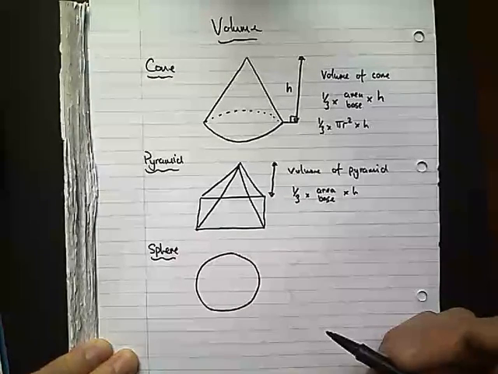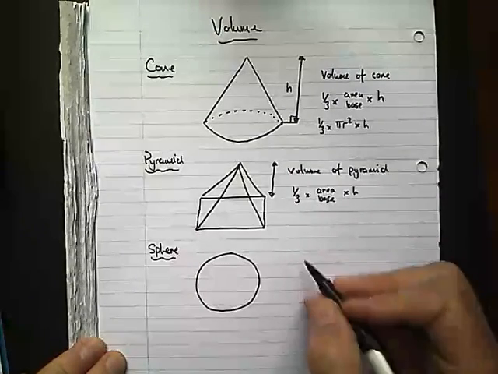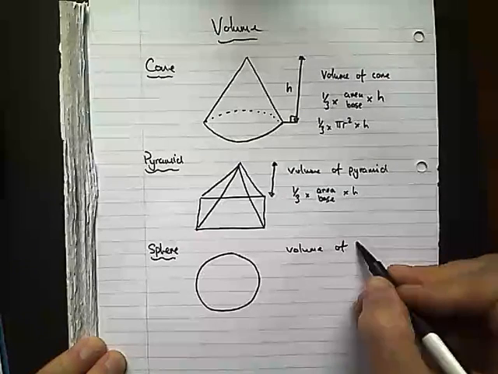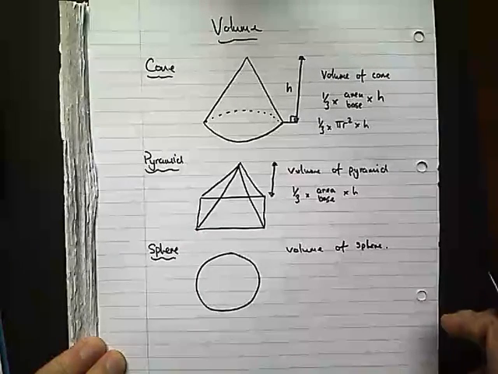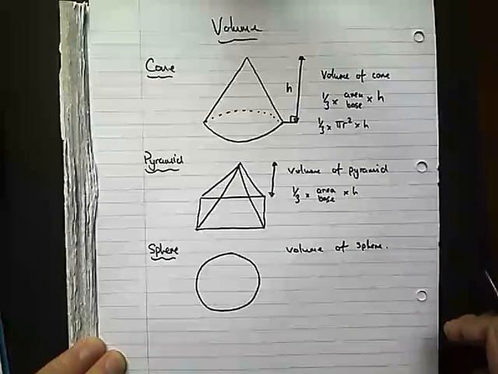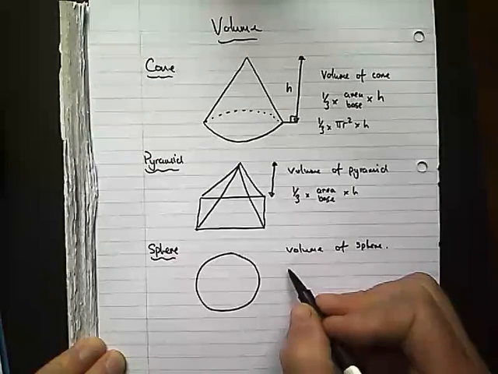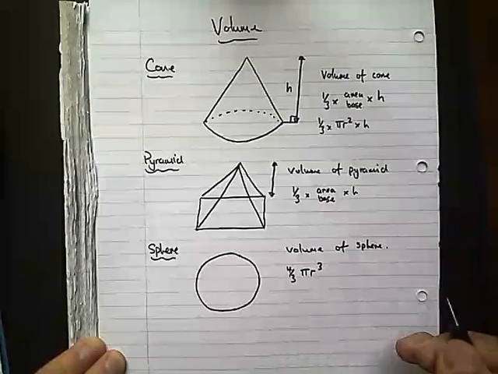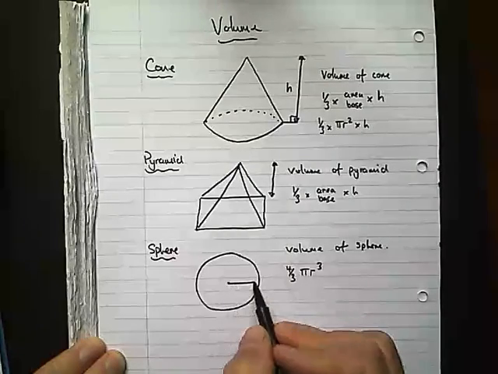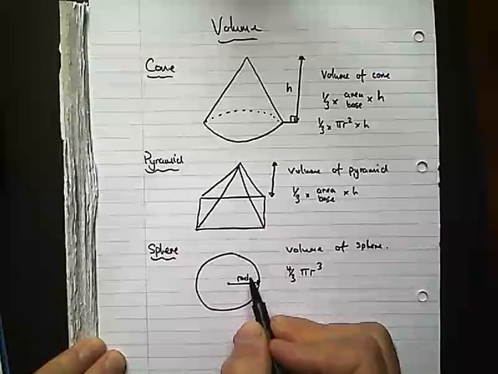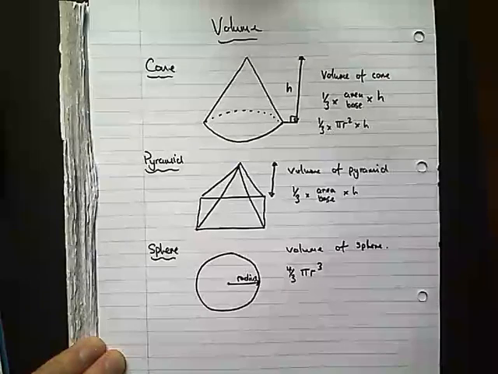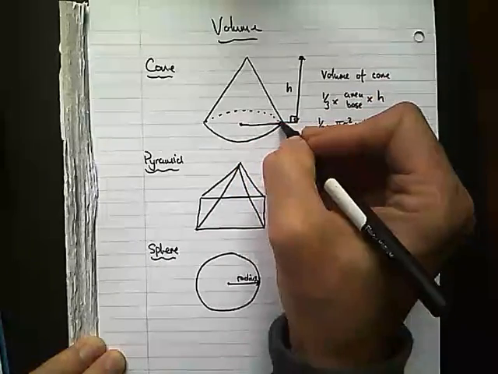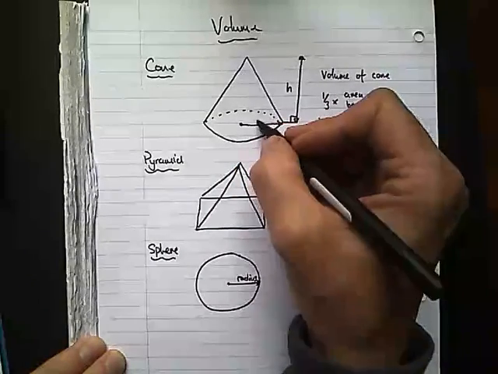For a sphere, the volume is a little bit different. It's pretty straightforward though. If you can remember this formula, sometimes they will give it to you. It's 4/3 pi r cubed, where r is the radius from the center of the sphere to the edge of the sphere. Back in the cone, the radius is the distance from the center of the base to the edge of the circle.